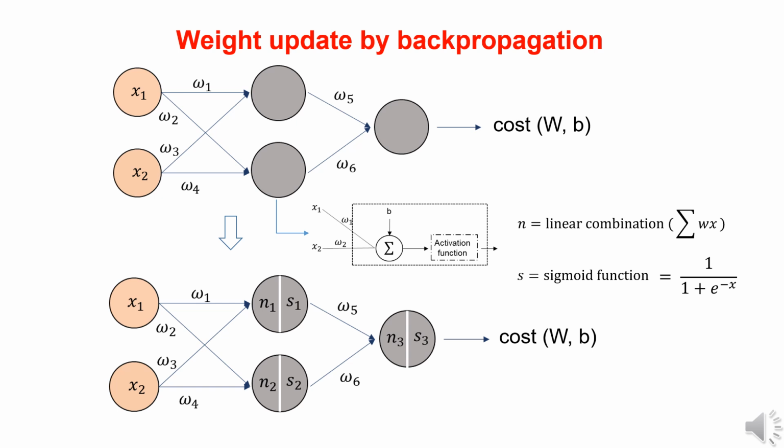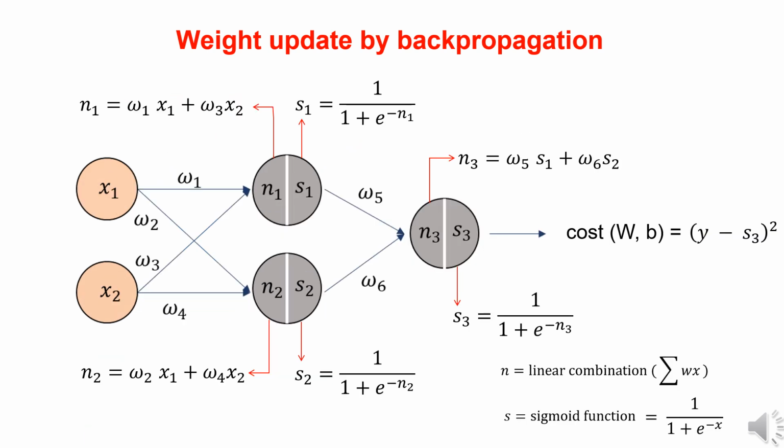As explained in the previous neural network video, a node consists of a linear combination of the weighted input values and an activation function. Therefore, if we represent the neural network in more detail as shown below, the letter N on the left of the node represents the linear combination of the weight omega and the input values. The letter S on the right represents the activation function, which we will assume to be a sigmoid function in this case.